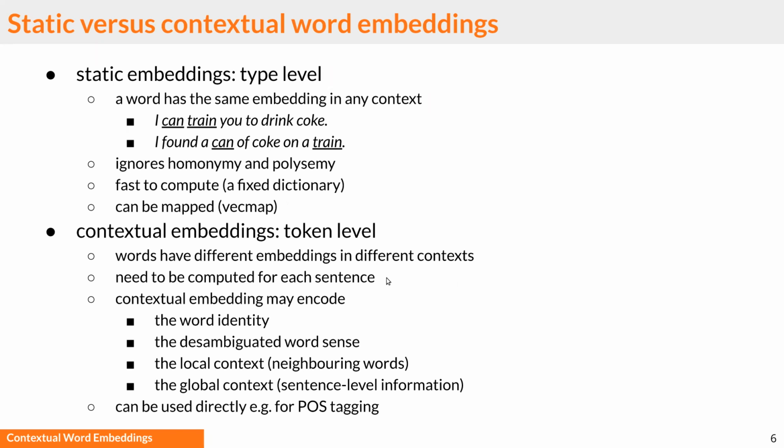Of course, this means that they're slower to use. They have to be computed for each sentence. So it's more demanding to use contextual embeddings than static embeddings, and you cannot easily map them because they are different for each context.